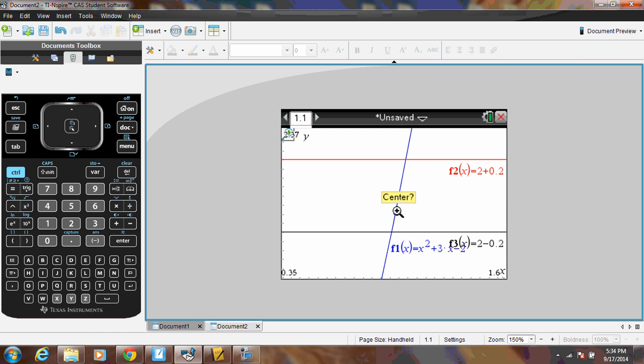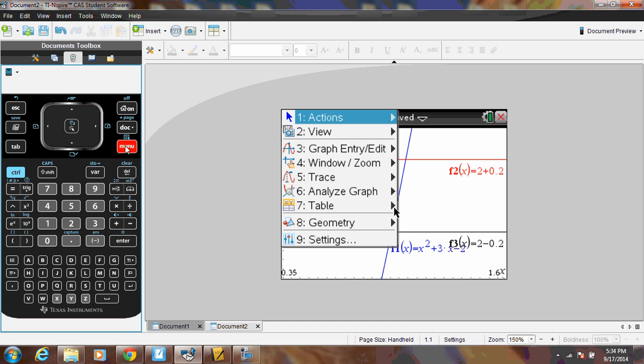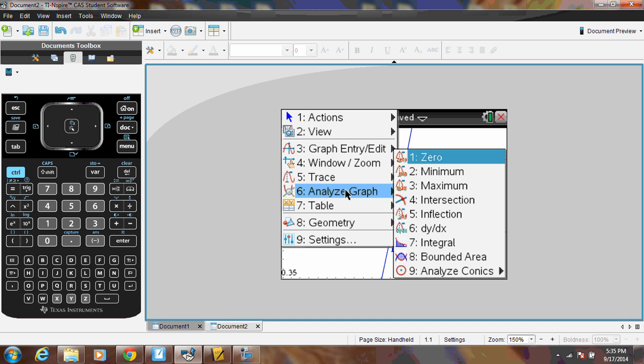So we can see from the graph now, the blue is my function. The red is my upper bound, 2 plus epsilon. The bottom is 2 minus my epsilon that I've picked. I need to know what are the x values where they're crossing the graph. And to do that, I'm going to use Analyze Graph and use the intersection feature.